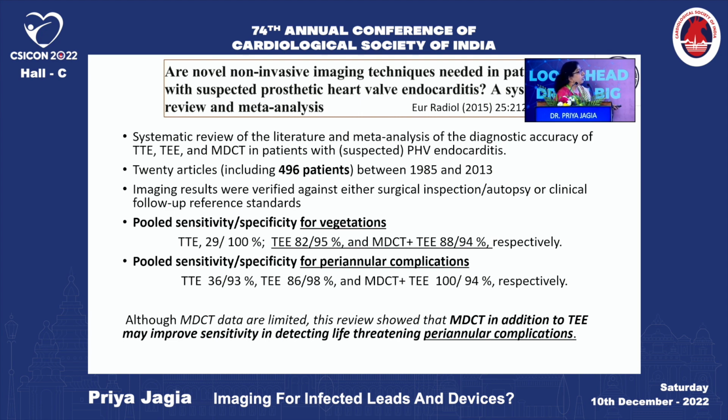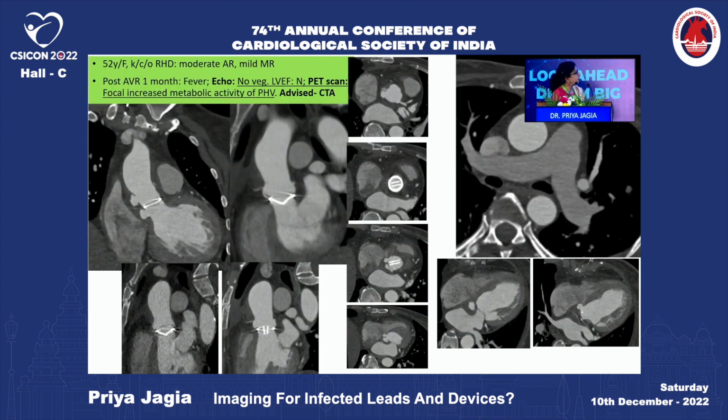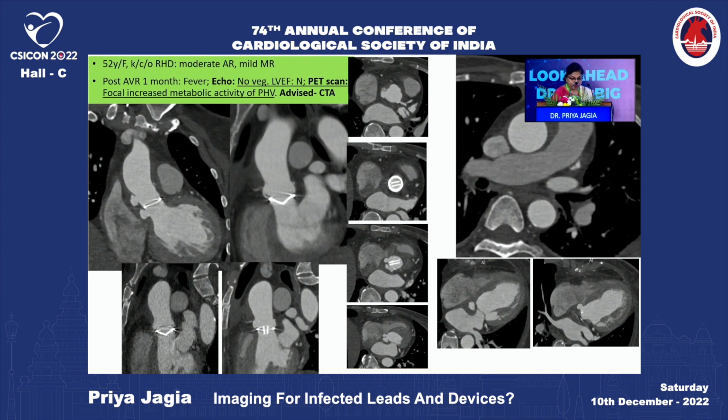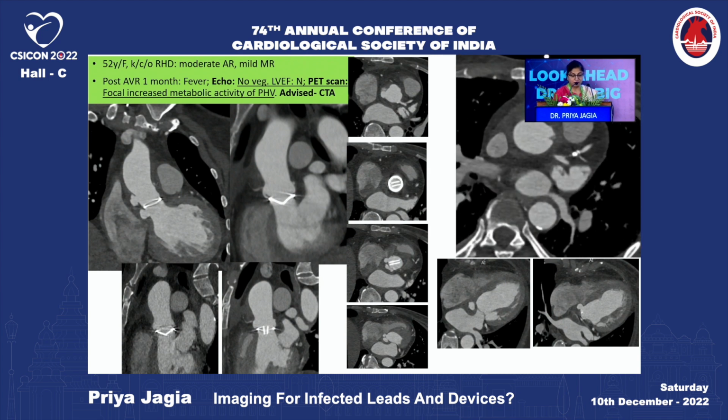So this is again that paper which I talked about. So adding CT to the transesophageal echocardiography actually improved the diagnosis, and it was found to be specifically useful in patients who had periannular complications. So adding CT in patients who have these periannular complications makes sense when the patient is having positive PET. So this is an example of how you make this.